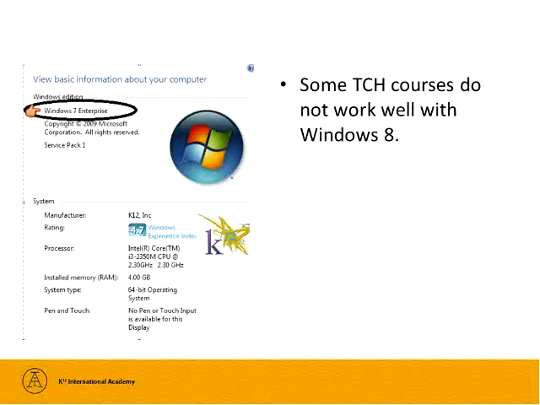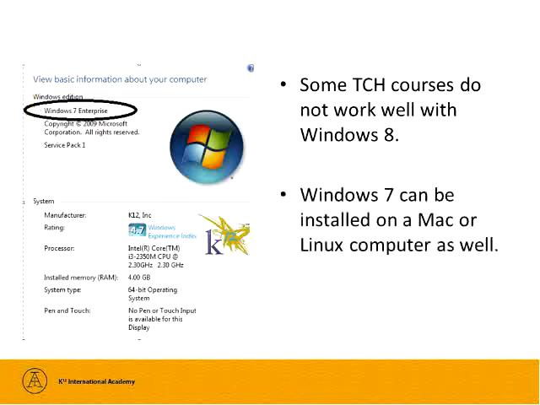Windows 8 has been released. However, some of the technology courses do not work well with Windows 8. You may find that you need to downgrade your operating system to Windows 7. If you need to do that, you can call the tech department and they can walk you through the steps to do that. So just because you have Windows 8 already installed on your computer doesn't mean that you're done as far as the technology courses go, but you would have to downgrade in order to access them.